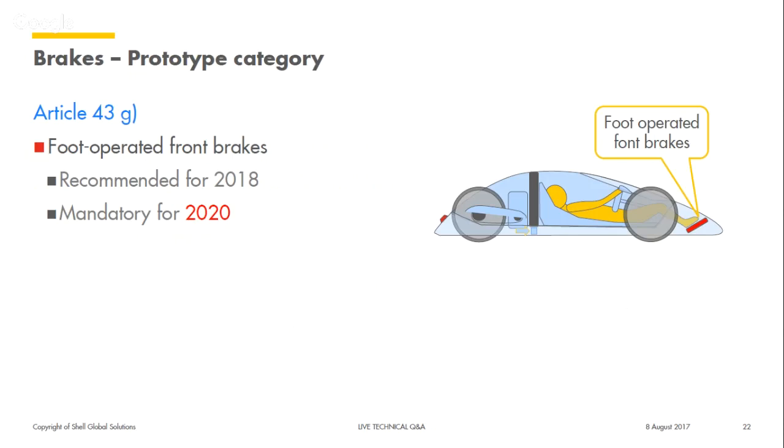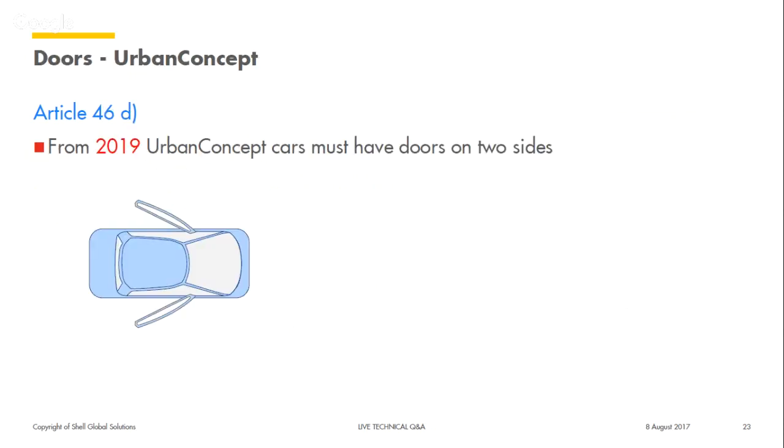Okay, next slide. And similarly, for urban concepts, we are going to introduce the concept of having two doors, just like a normal car. However, we are not applying it immediately. It is only from 2019 onwards. However, if you are building a new car, again, we stress you could start introducing that in 2018 so that you don't have to make changes for 2019 when we will strictly apply this rule.